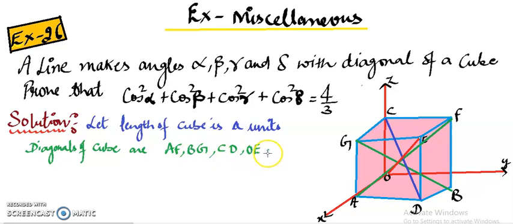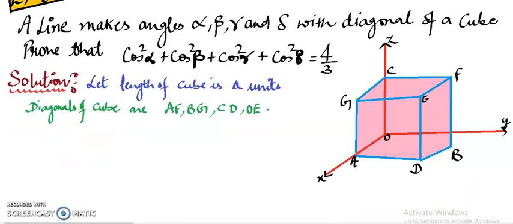And these 4 diagonals make an angle with a line. That line is not given. We have to take a line, any line which makes an angle with the diagonals of the cube. After taking all the diagonals, what should be your next step? Next step is, first of all, you are to take the length of the cube as a units. So I have taken the length as a units.